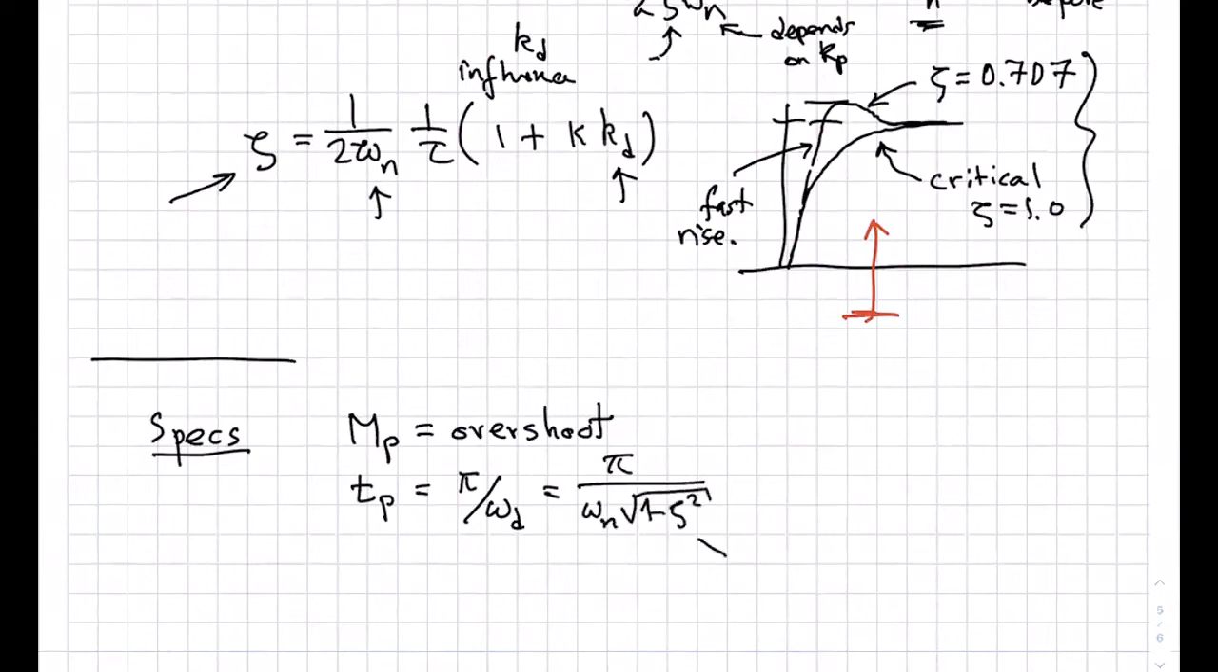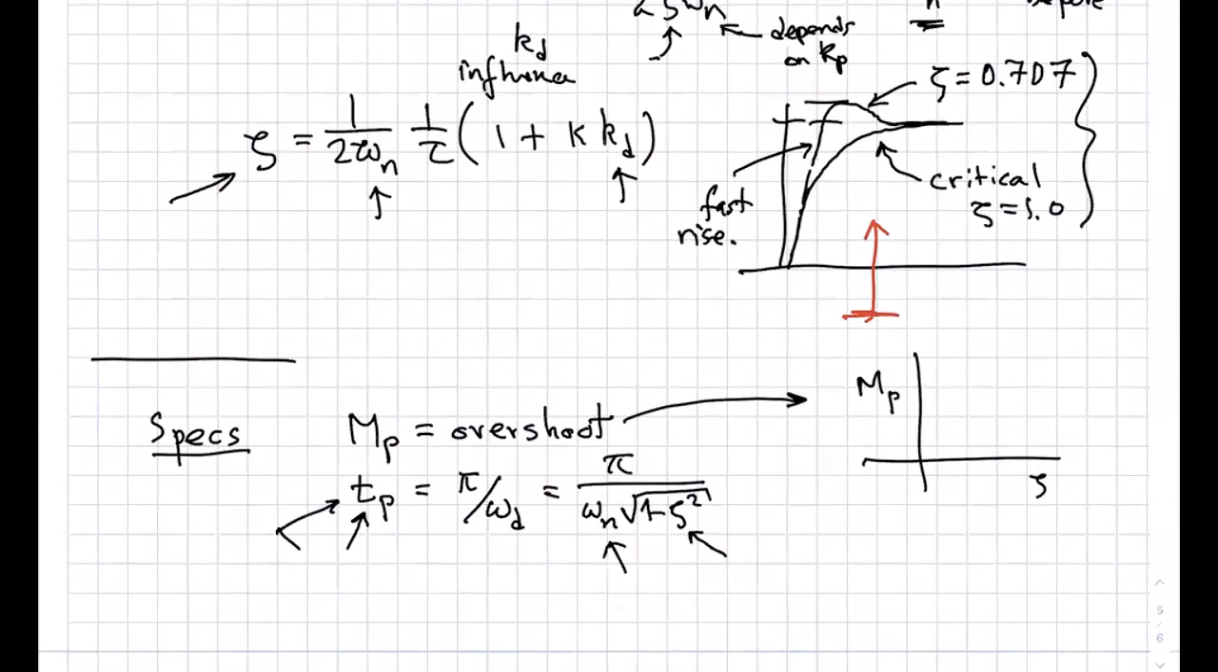So if you can find zeta and omega n, you can then determine TP, or backwards, if you find TP, you can estimate one of these. So I'm going to propose to you in the lab that, hey, measure the overshoot. It turns out there's actually a direct relationship between MP and zeta. You can actually find MP given zeta. There's a little formula for it, and I was going to give that to you.